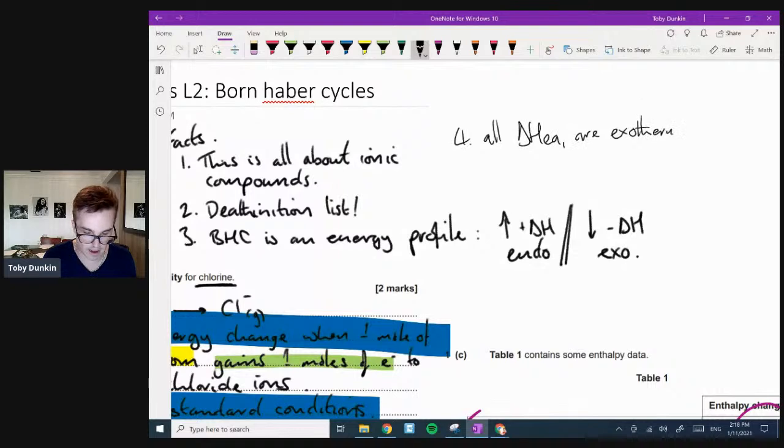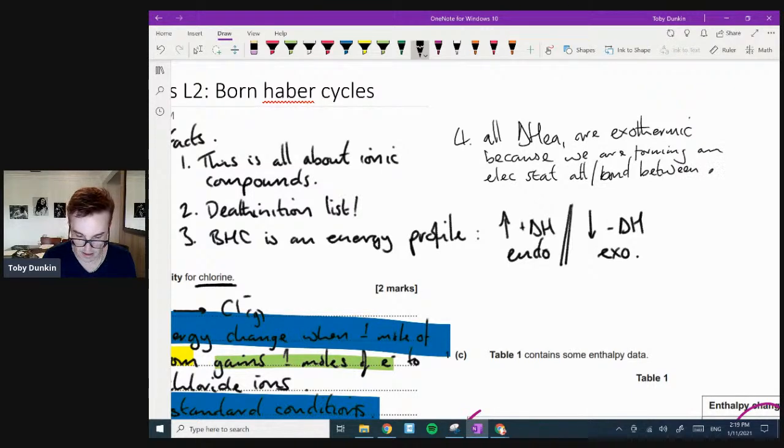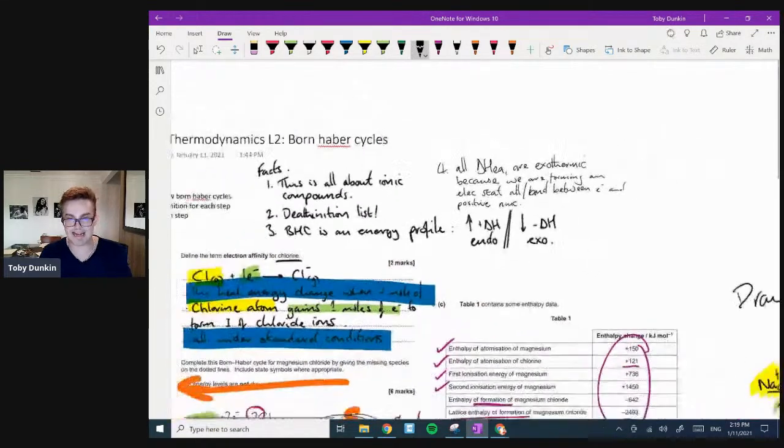They are exothermic because we are forming an electrostatic attraction, an electrostatic attraction or bond, between the electron and the positive nucleus. Yeah, we're forming an electrostatic attraction. We're making a bond. It's exothermic. But here's now the really tricky bit.